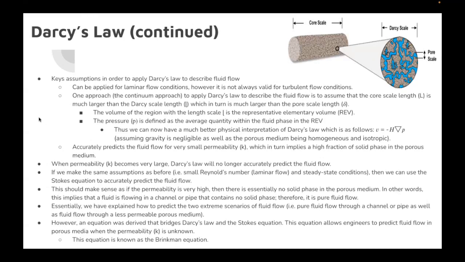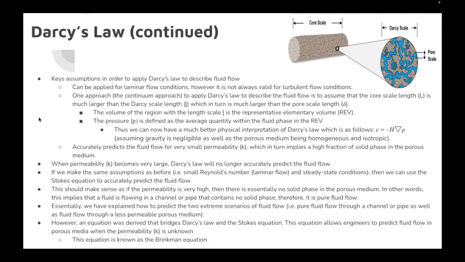Now, the volume of the region with the length scale little l is the representative elementary volume, or REV, and the pressure P is defined as the average quantity within the fluid phase in the REV. Thus, we now have a much better physical interpretation of Darcy's law, which is as follows: v equals negative H times the pressure gradient. And we're once again assuming gravity is negligible, as well as the porous medium being homogeneous and isotropic. And the last assumption that we make is that we have a very small permeability K. And this in turn implies a high fraction of solid phase in the porous medium.